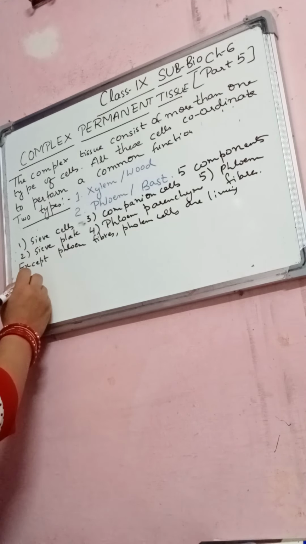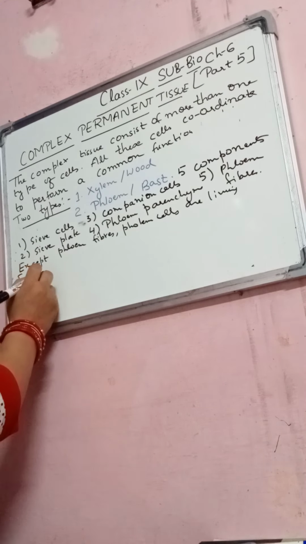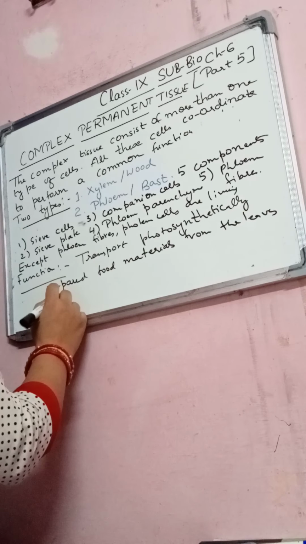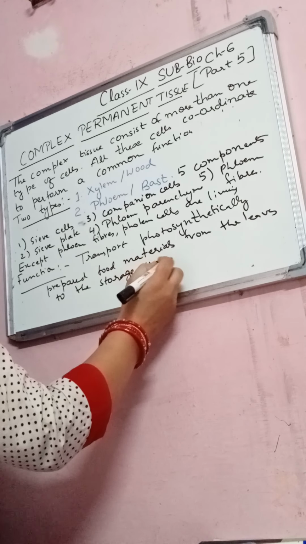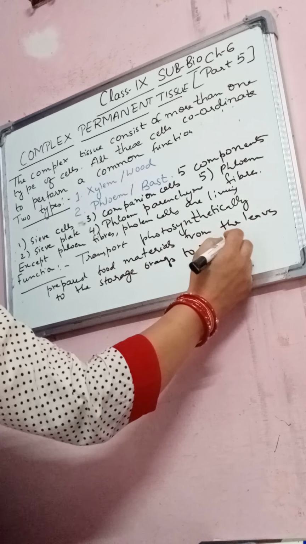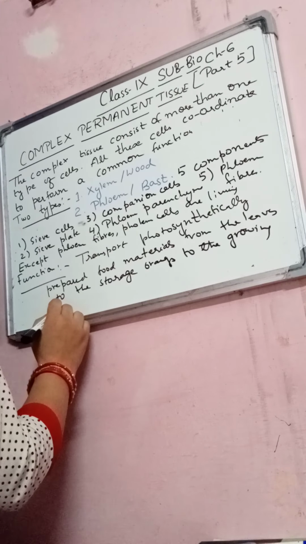Now, function is important. What is the function of the phloem? Function is to transport photosynthetically prepared food materials from the leaves to the storage organs, to the growing regions of the plant body.